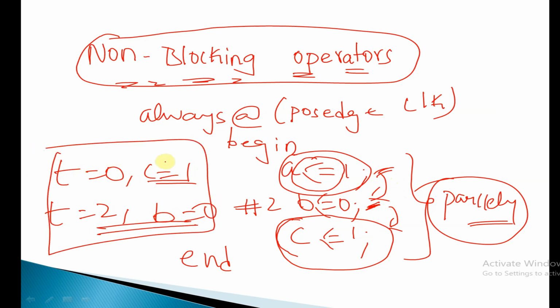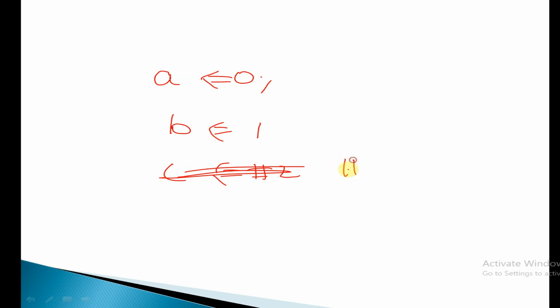Is it clear for everyone? Now let's say we have used A non-blocking 0, B non-blocking 1, C #2 C is equal to 1. Okay, for now I am just introducing my delays here on the left hand side only.